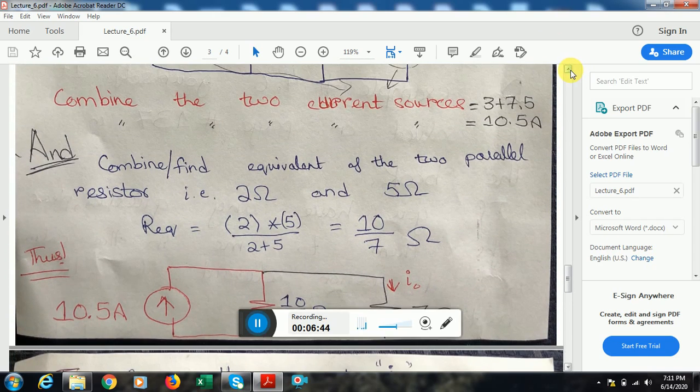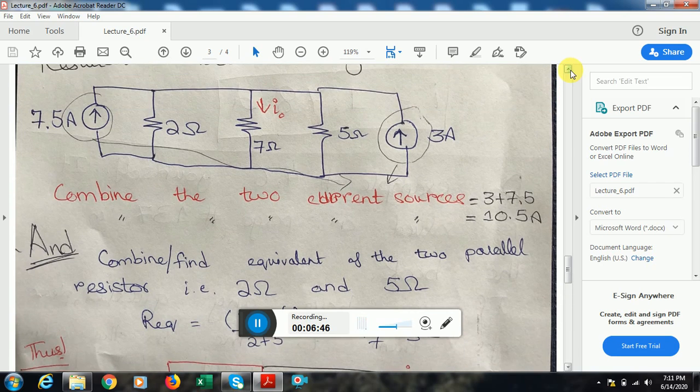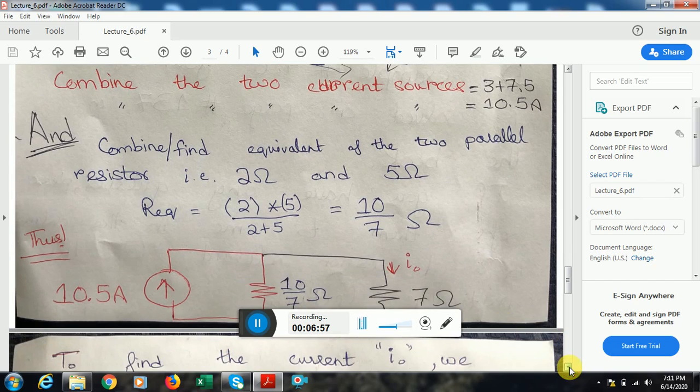Now we have two resistances in parallel to each other, this 2 ohm resistor and this 5 ohm resistance. So I try to find the R equivalent of this to simplify the circuit even further. By finding the R equivalent, we get 10 by 7. I just replace the 5 and 2 by a single resistance, that is 10 by 7 ohm. The current source is this, and this is the point over which we have to find the unknown current.